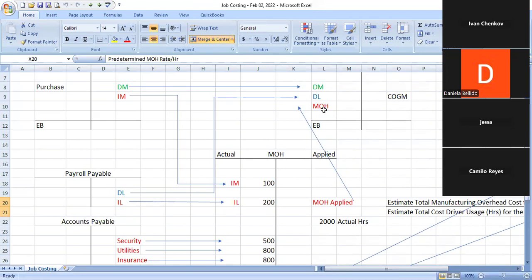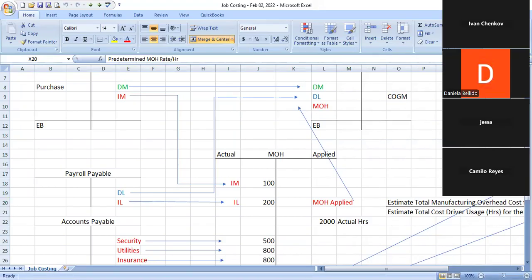So now, that's what we come to in this chapter, chapter 7. That's what we're going to talk about today. We're going to talk about manufacturing overhead cost allocation, and that's all. So for the manufacturing cost allocation, again, for simplicity, we're going to use the traditional method.